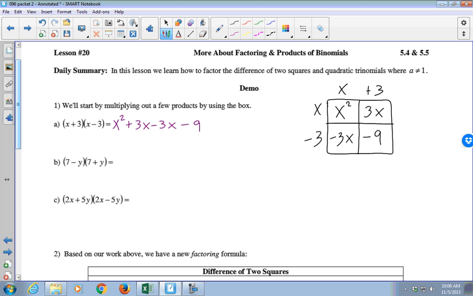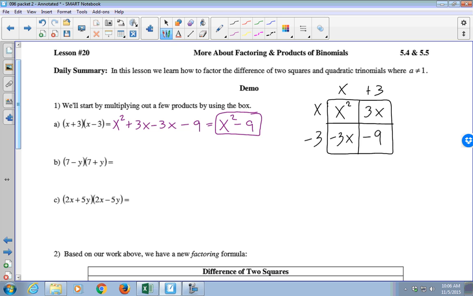But what do you notice about the plus 3x and the minus 3x? They cancel. They add up to 0. 3x's minus 3x's leaves you with no x's left. So this is actually just x squared minus 9. x squared is a perfect square. Is 9 in your list of perfect square numbers? Yeah. So let's just file that away for a minute.